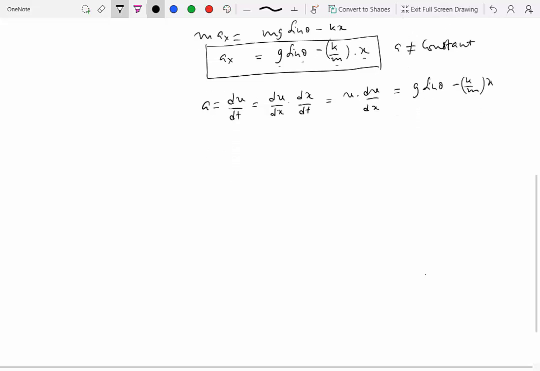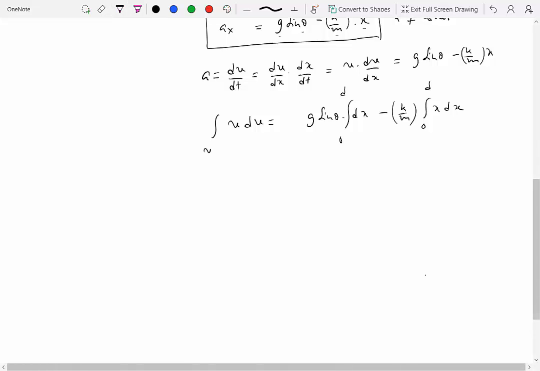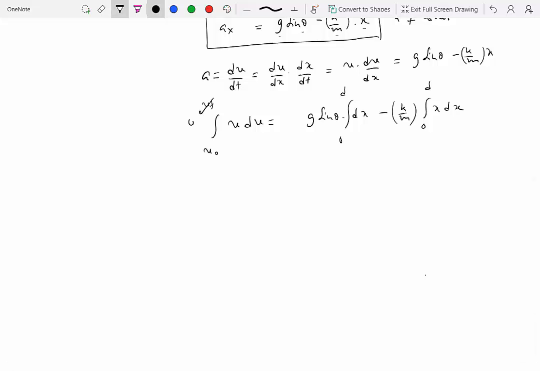Now it's a simple matter of integrating it. So v dv equal to g sine theta times dx minus k over m integral x dx. I brought the k over m outside because it's really a constant. Same thing over here. So x changes from 0 to d. We're looking for the change from 0 position to distance traveled d. This is changing from some initial velocity to final velocity, which actually is 0, right? Because it comes to a stop.